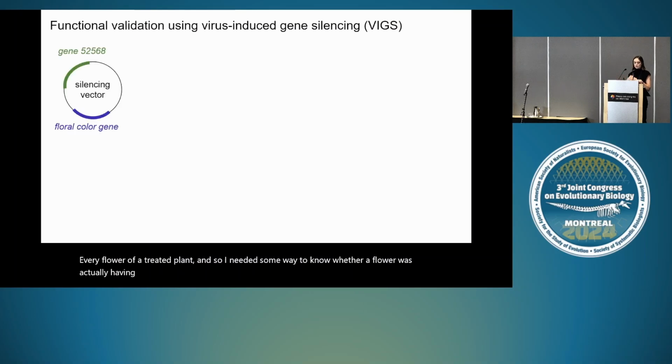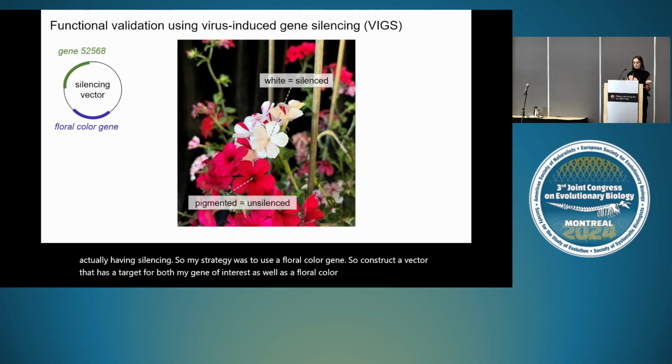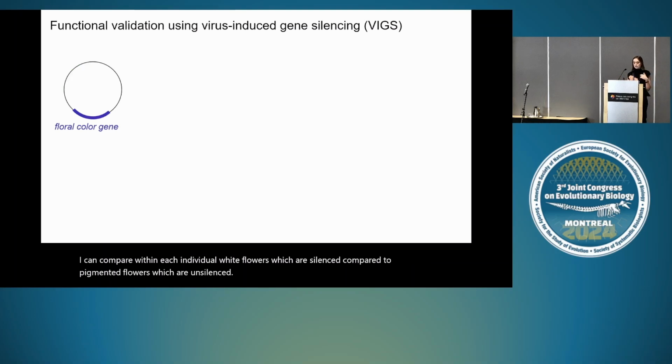So my strategy was to use a floral color gene, so construct a vector that has a target for both my gene of interest as well as a floral color gene. And by doing this, I can compare within each individual white flowers, which are silenced, compared to pigmented flowers, which are unsilenced. Okay, so first I will show you the data from my control experiment.